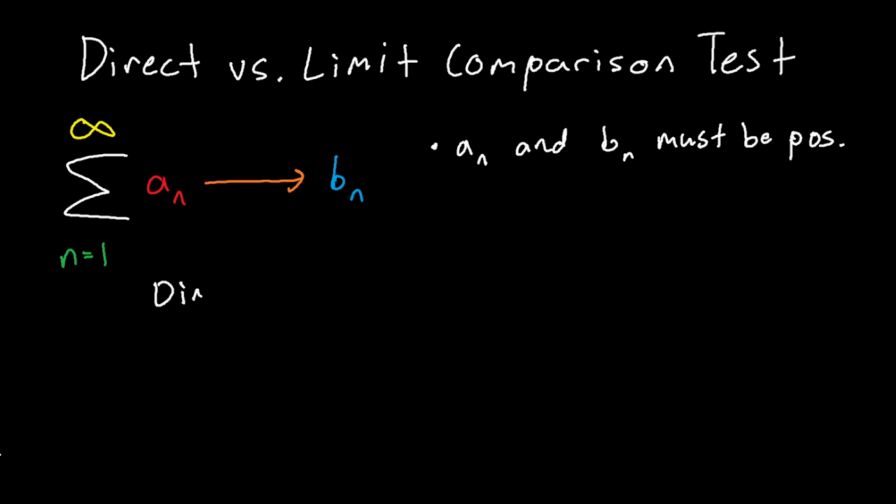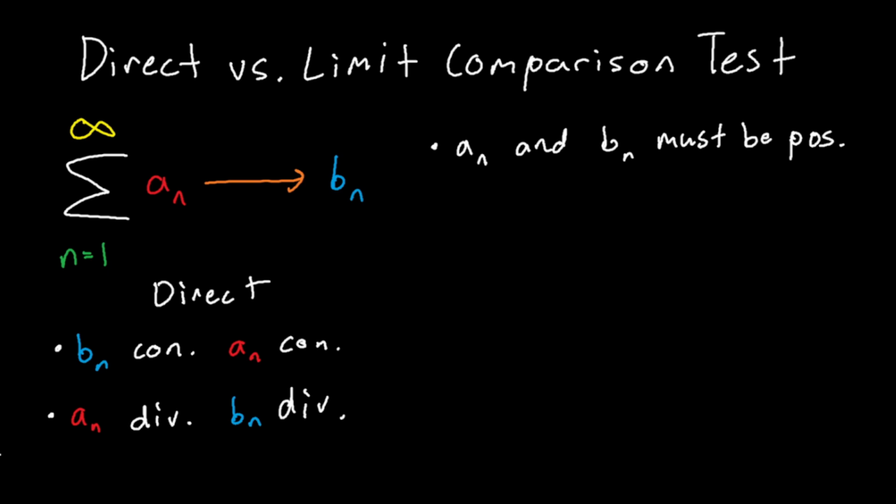So let's go ahead and state the direct comparison conditions here. The direct comparison conditions state that, let's say if b of n converges, then a of n also converges. And if a of n diverges, then b of n also diverges. Now the thing about these conditions is that you must take them literally, okay? So if your compared series b of n converges, then a of n converges. Well, what if b of n diverges?